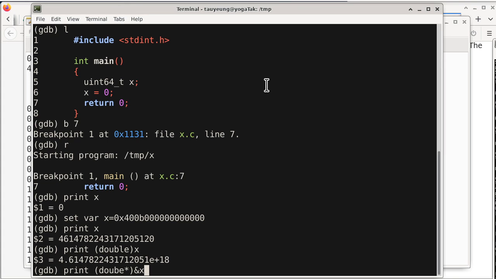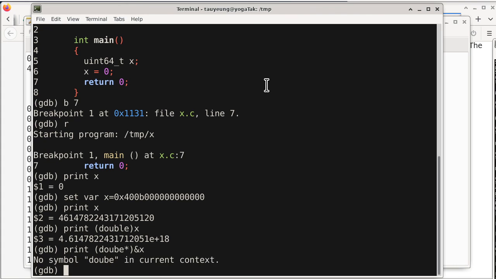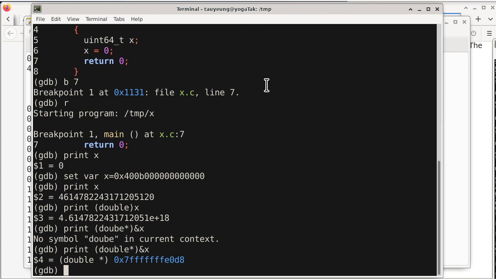Okay? Because you're basically saying, hey, GCC, or GDB in this case, I know what I'm doing. Yeah, just go ahead and do this, okay? And if I press the enter key, nothing's going to happen here. Oh, misspelled double. There we go. And it goes like, okay, this is the address because I'm printing the address.